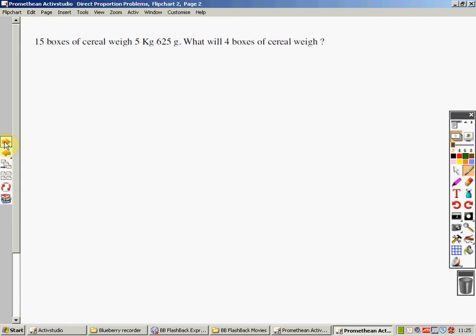Welcome back. Okay. Here we go. 15 boxes of cereal weigh 5 kilograms, 625 grams. What will 4 boxes weigh? So I've straight away fact, then question. I'm now going to look for the commonalities. Boxes of cereal weigh, boxes of cereal weigh, and boxes of cereal weigh.